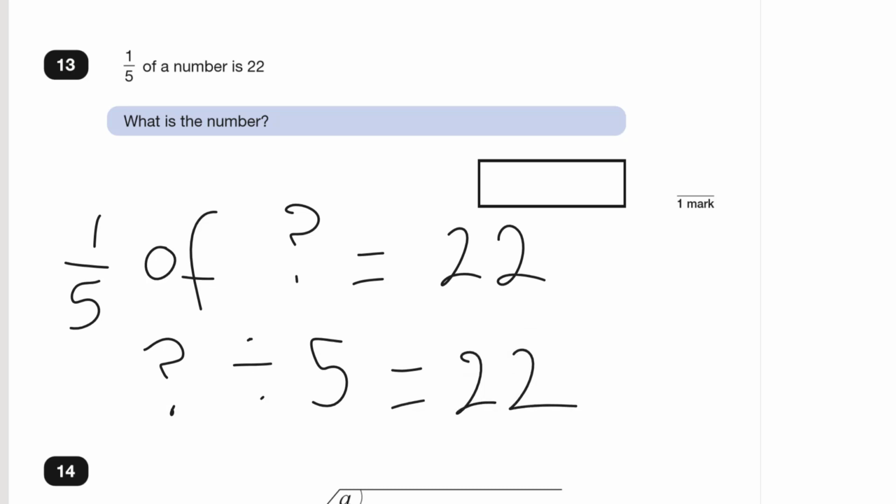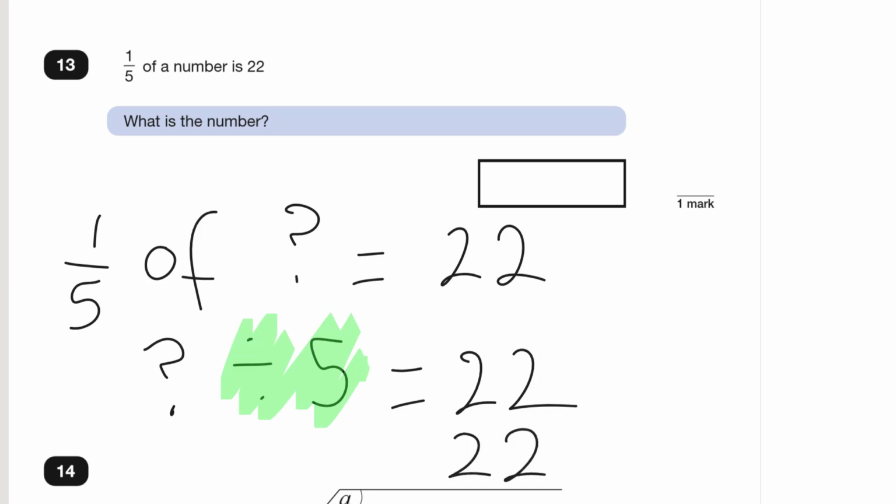Both these sentences are the same thing. A fifth of a number is 22. It's the same as saying that mystery number divided by 5 is 22. Now that we've got that number sentence, we can use the inverse to find out what that mystery number is. We simply need to think about what the opposite of dividing by 5 is. Well, the opposite is multiplying, isn't it?